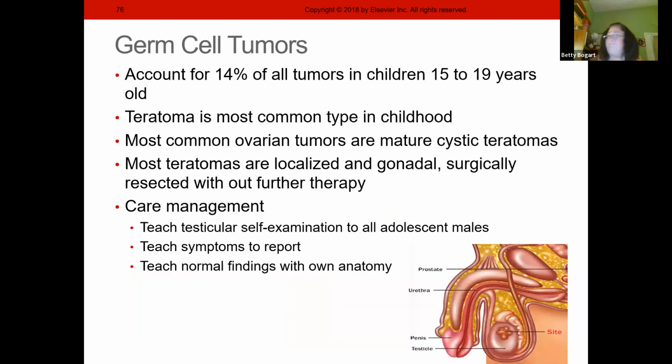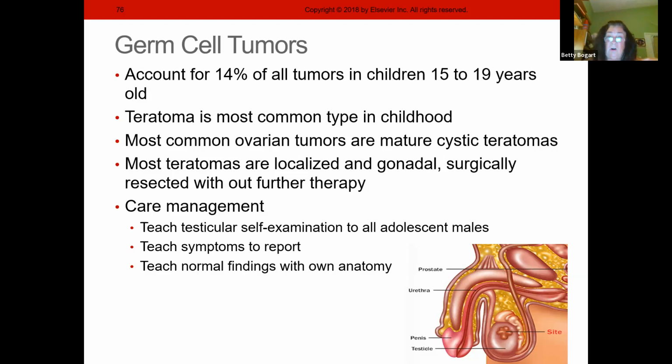Germ cell tumors, another story. This is a scrotal tumor, testicular sac tumor. This is why men with testicular pain, if they're having pain that's that annoying, they need to go get medical treatment. It's like women checking their breasts monthly, men should be checking their testicles. And if there's any lumps, they need to check it.